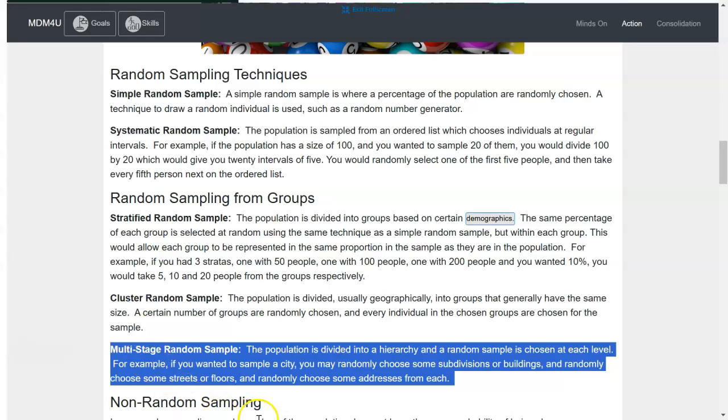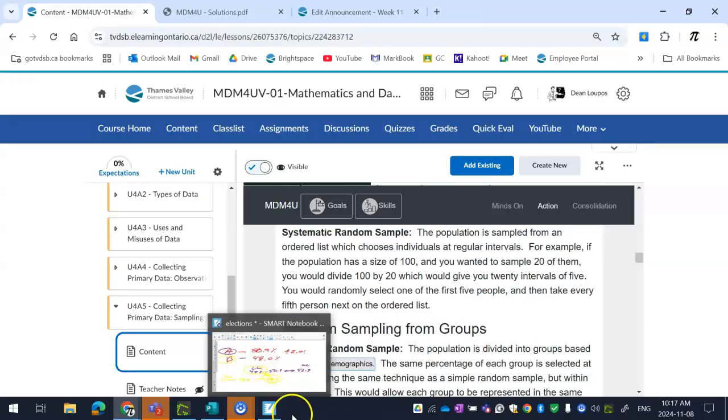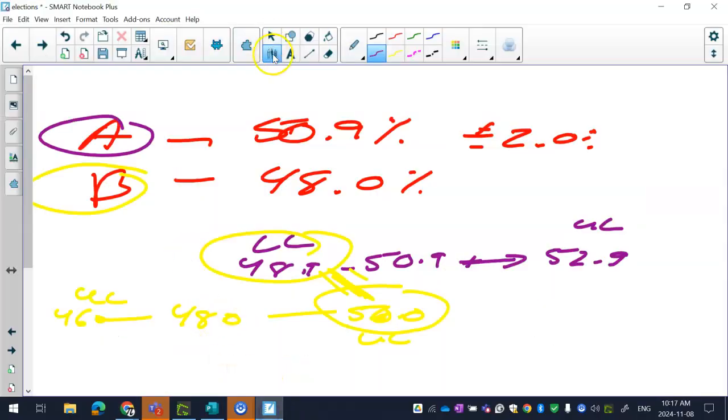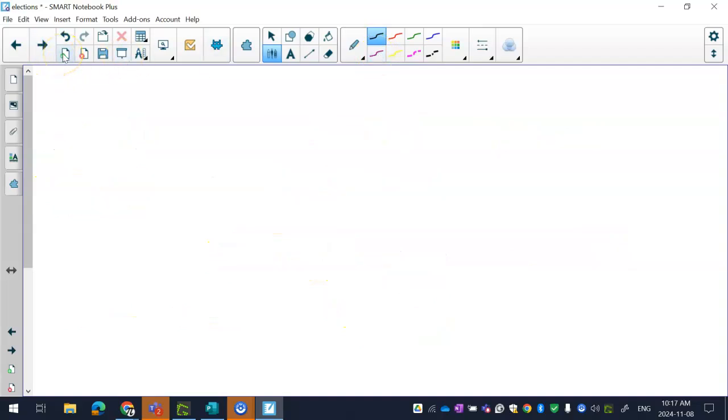So I might have done a bad job explaining that, so let me explain it here. Stratified versus cluster: these are easily confused, but I will help you. Just think of a classroom, okay? Or think of a school, okay?